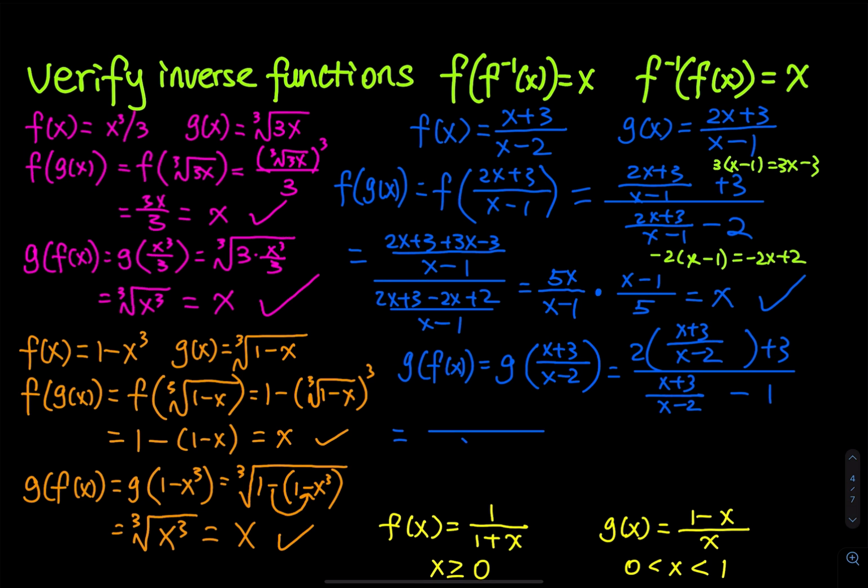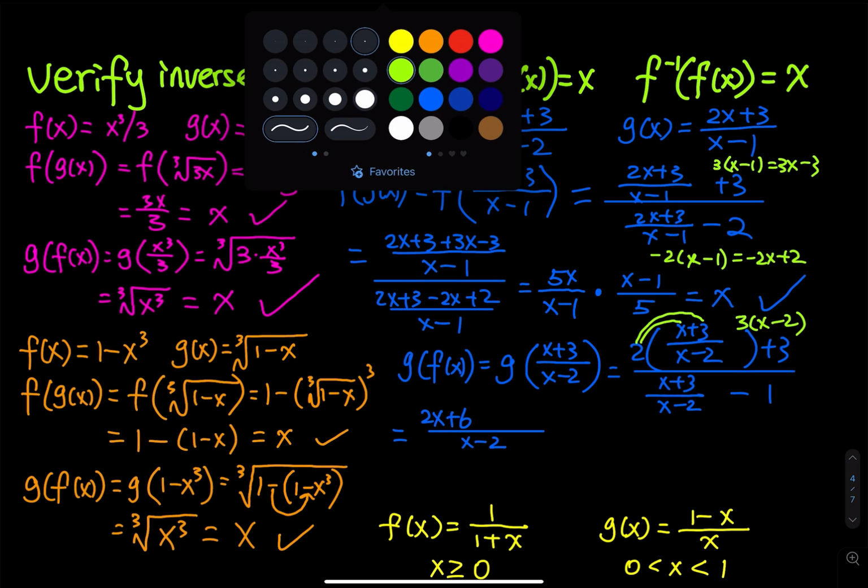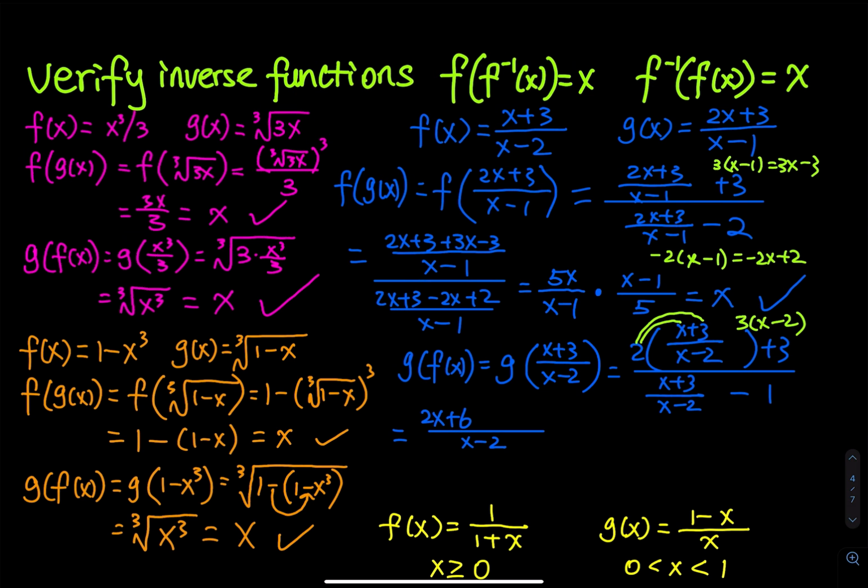denominator. The common denominator is x minus 2. So the top is 2x plus 6. Remember, distribution, right? So 2x plus 6. And then this one, you have 3 times x minus 2. What do you get? You have plus 3x minus 6. And then how about the denominator? The denominator, you have x minus 2.